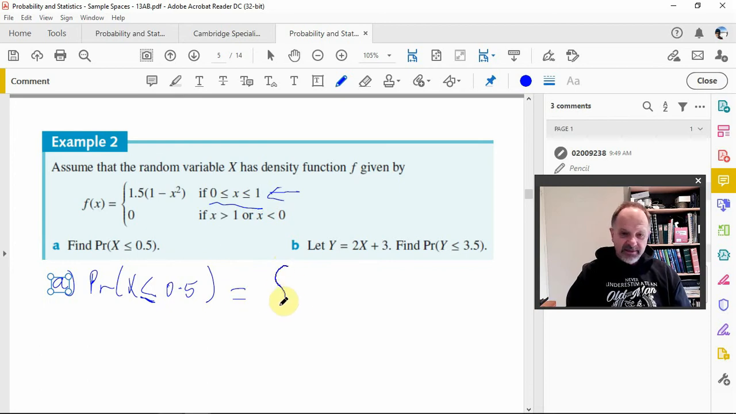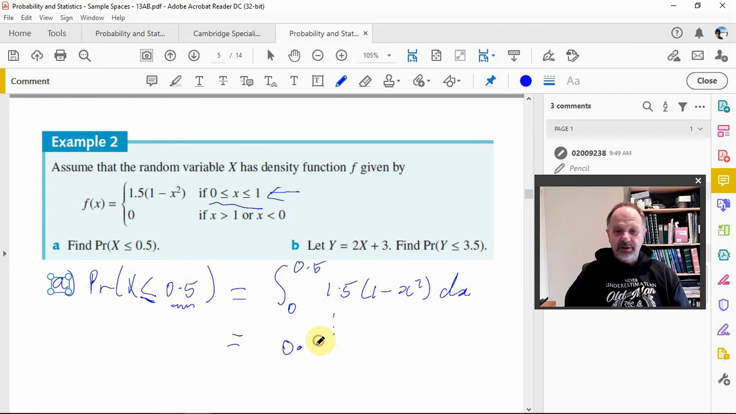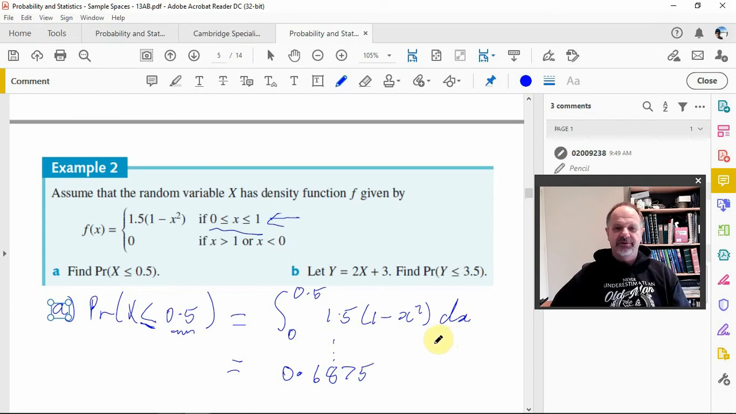All we need to consider is 0, the bottom end of that domain, up to what we're interested in, which is 0.5. Our function is 1.5 times (1 minus x squared), dx. We know how to do all of that. You can either do it by hand or use your calculator. I've shown you how to do that in methods, so I'm not going to show you now. And then you get 0.6875 for that.